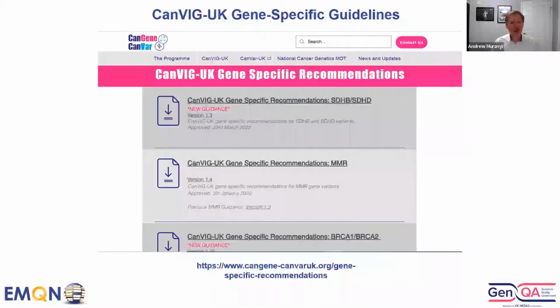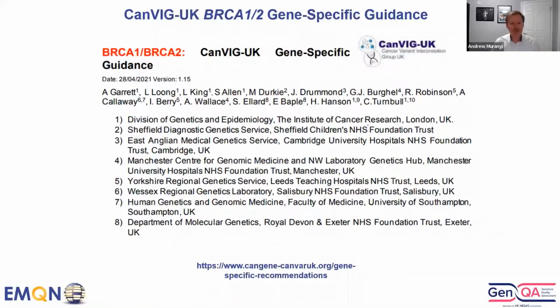CanVIG-UK also has several gene-specific guidelines, such as for SDHB, for MMR genes, and for BRCA1 and 2. Next slide, please. These recommendations are also very useful because, like the ATM guidelines from ClinGen, these spell out exactly which criteria can and cannot be used for the BRCA1 and 2 genes, what the thresholds that you should be using are, and even which functional evidence is useful for the classification of these variants.